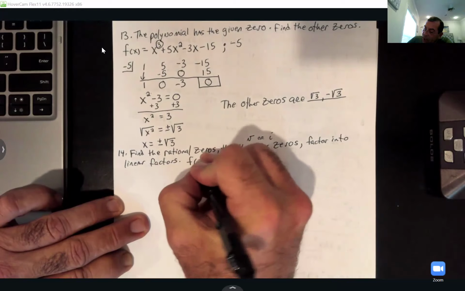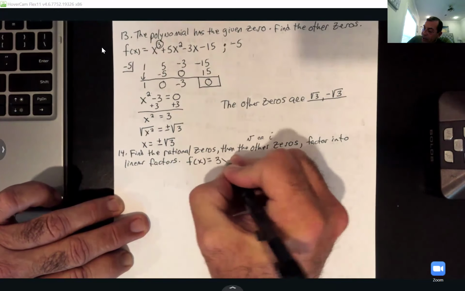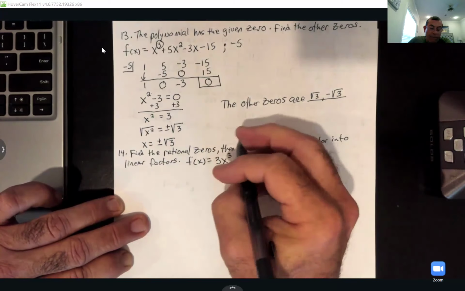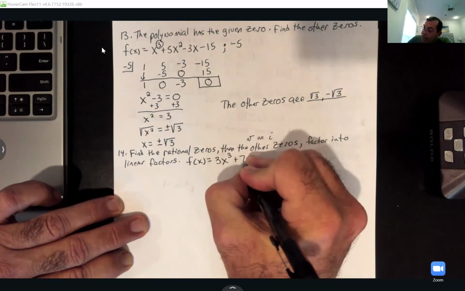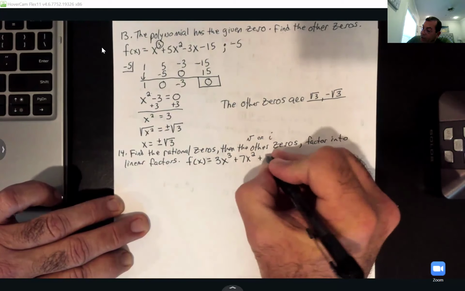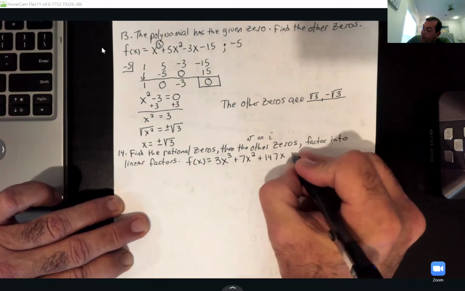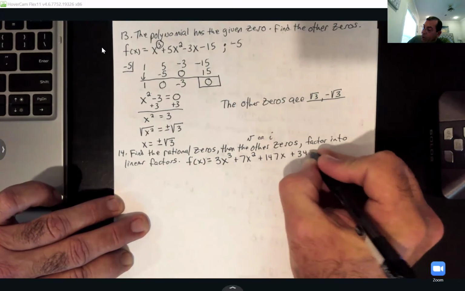Now, they're giving us f of x equals 3x to the third plus 7x squared plus 147x plus 343.